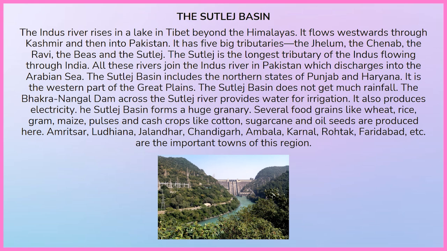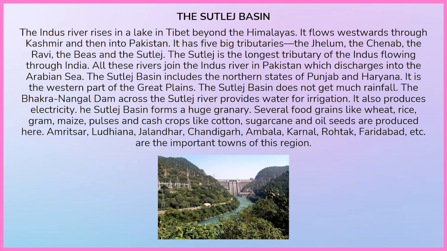The Indus River rises in a lake in Tibet beyond the Himalayas. It flows westwards through Kashmir and then into Pakistan. It has 5 big tributaries: the Jhelum, the Chenab, the Ravi, the Beas and the Sutlej. The Sutlej is the longest tributary of the Indus flowing through India. All these rivers join the Indus River in Pakistan, which discharges into the Arabian Sea.